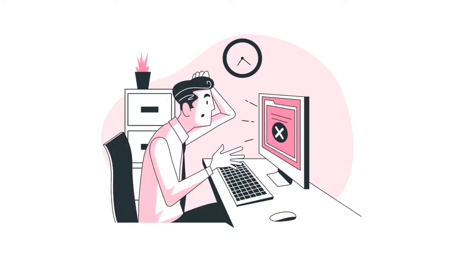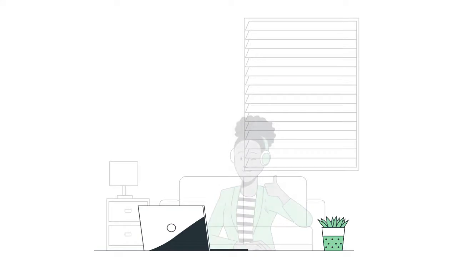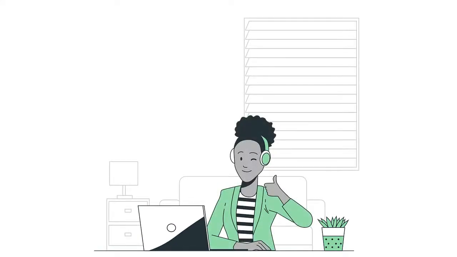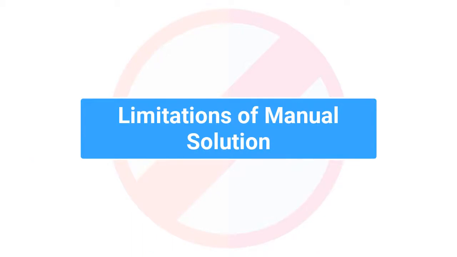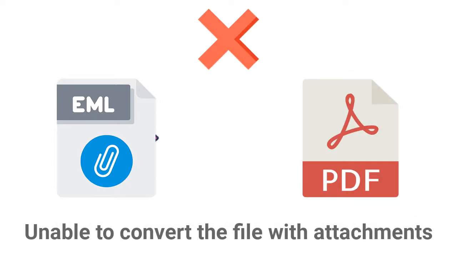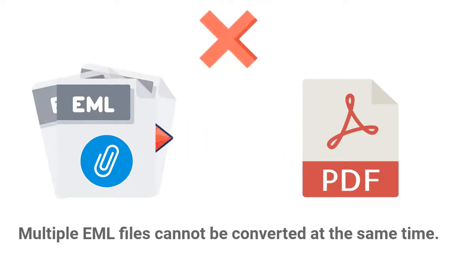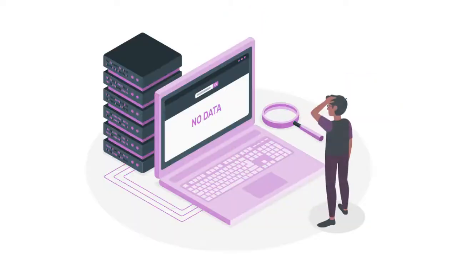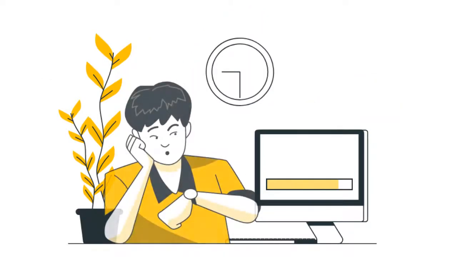But what if this manual method doesn't work? Then continue with this video, because there is also a professional solution that is helpful. Before knowing the professional method, it is necessary to know the limitations of manual steps. Unable to convert the file with attachments. Multiple EML files cannot be converted at the same time. Data loss issue. Time-consuming process.